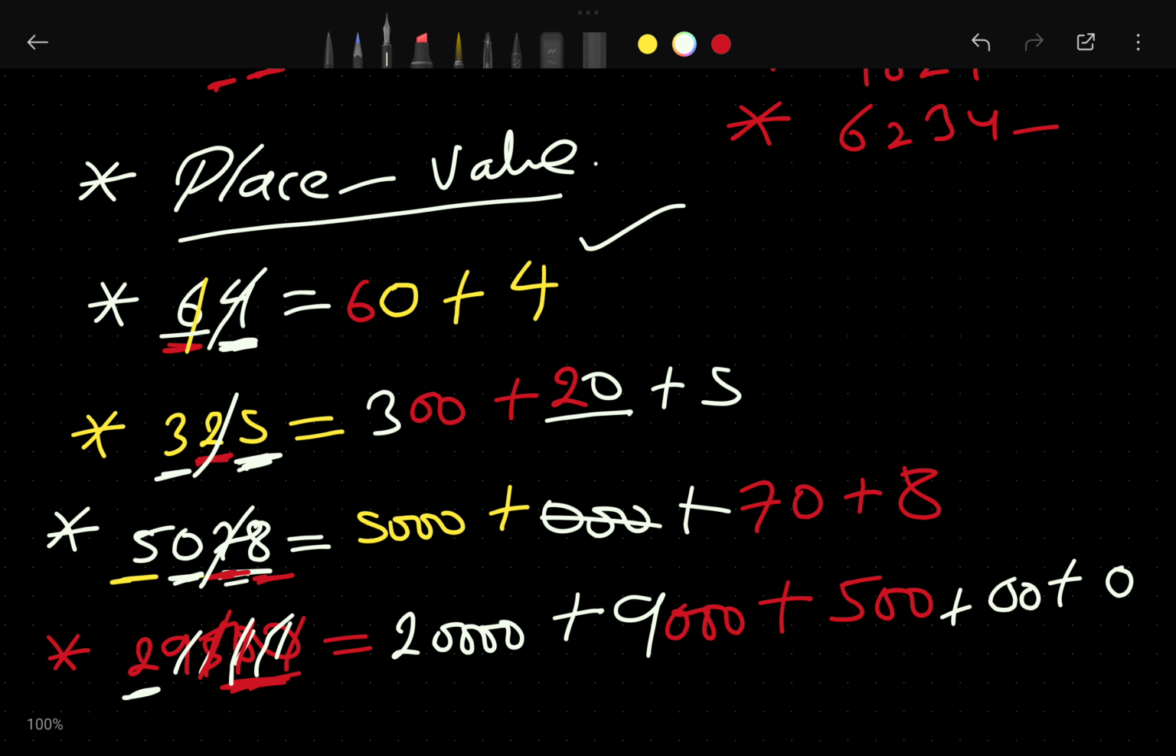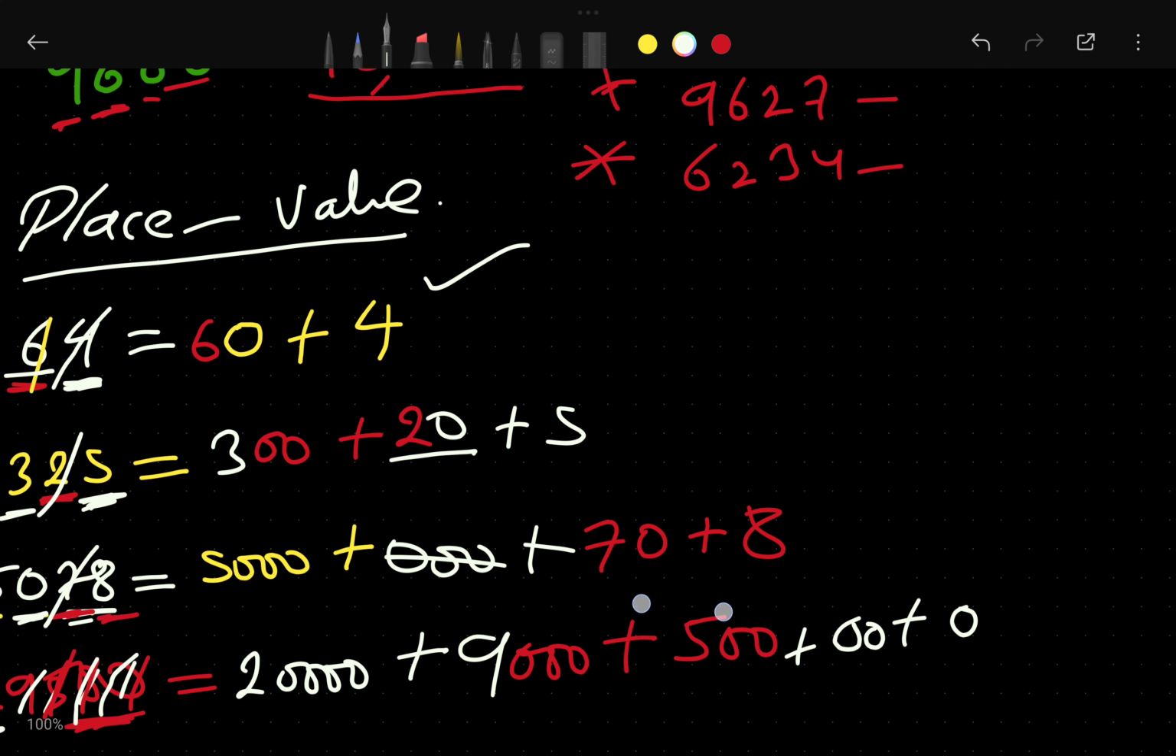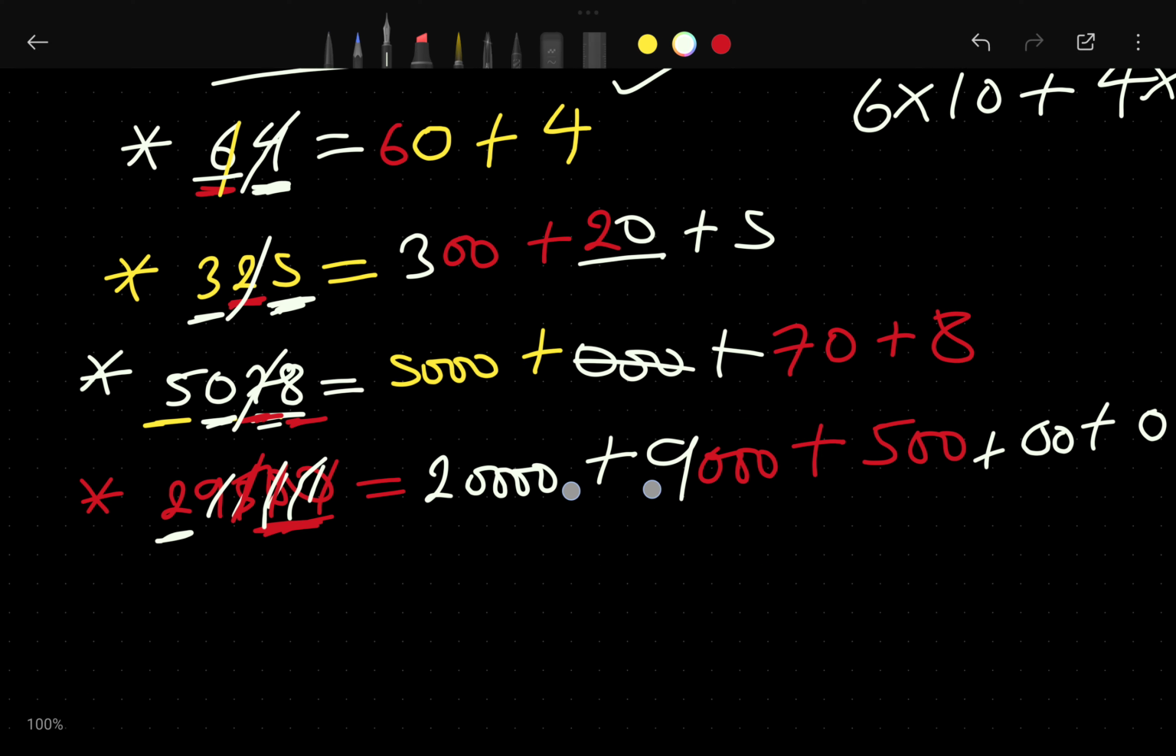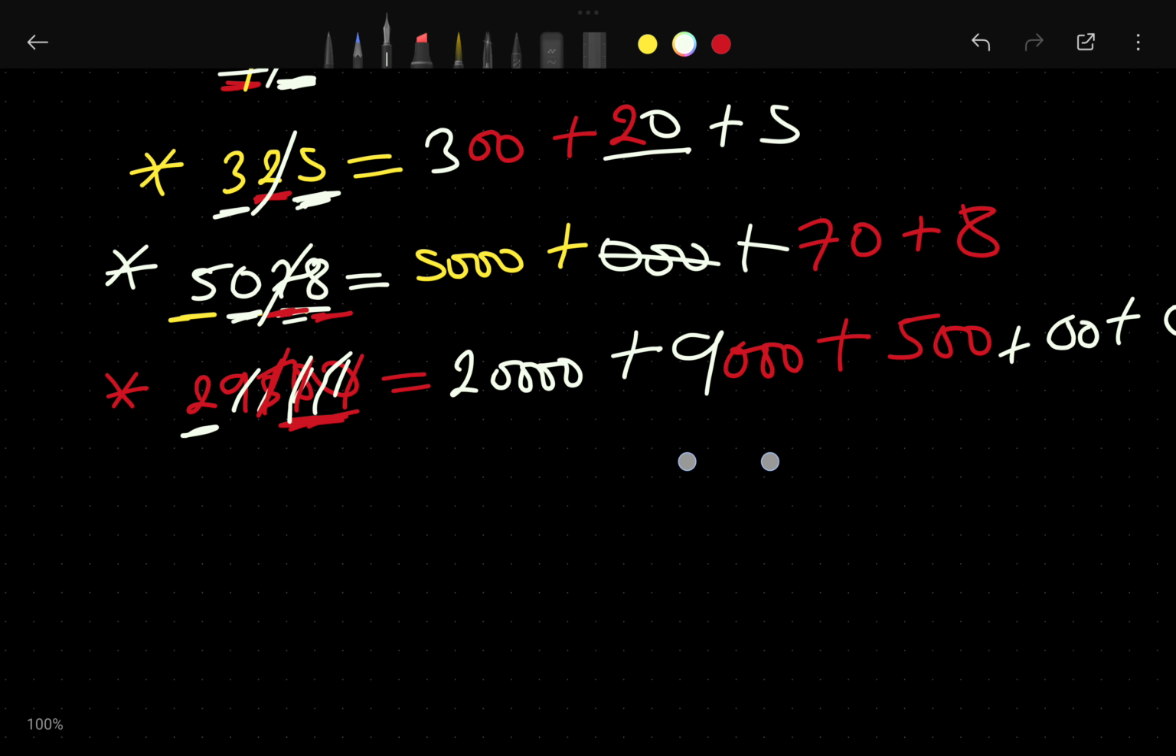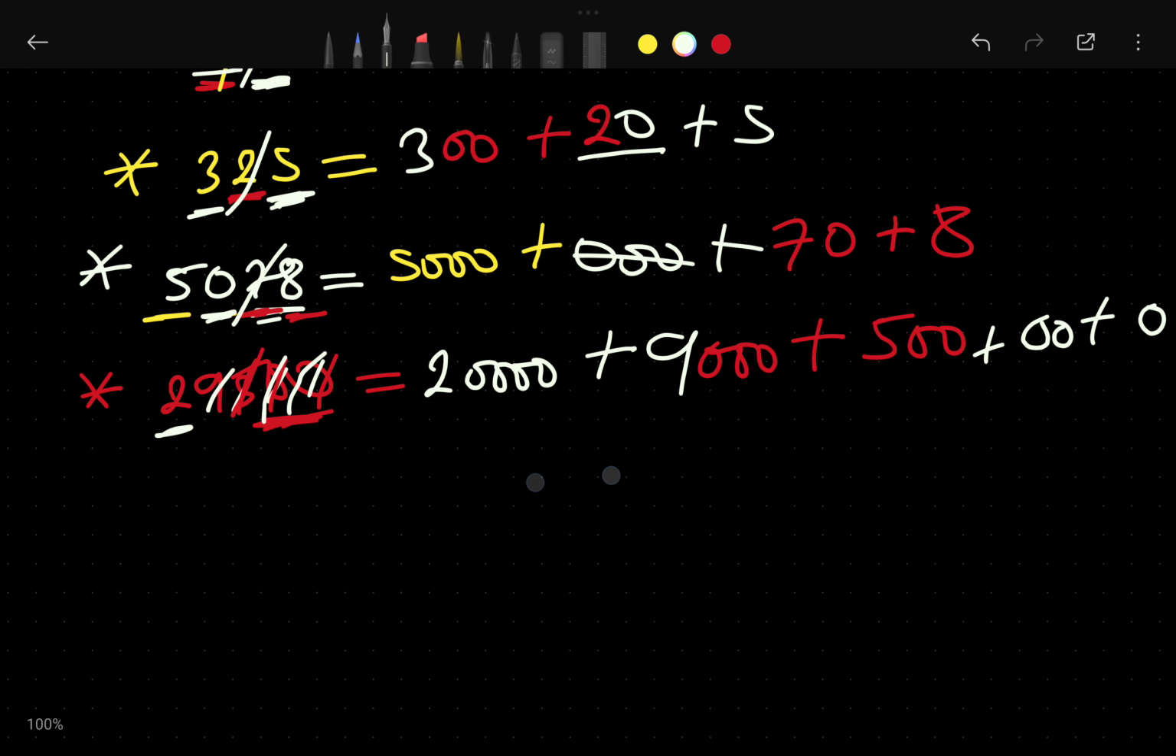You can write like that also, but your teacher is telling you to write like that, 6 into 10 plus 4 into 1. So you get confused, what is the meaning of this, how can we do this. This is simply what we can do. How? Let me explain again. I will explain from the start. So let's start with our 64. How do I do 64? I can write 64 in two ways.